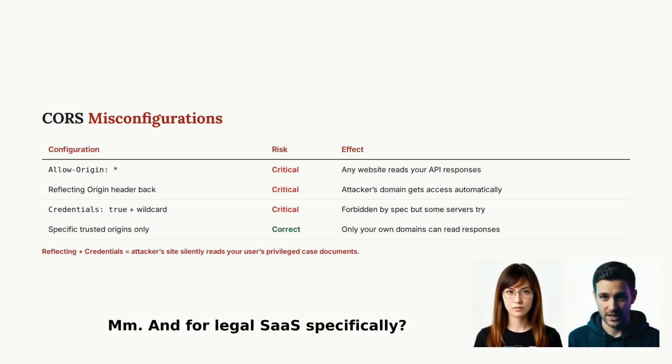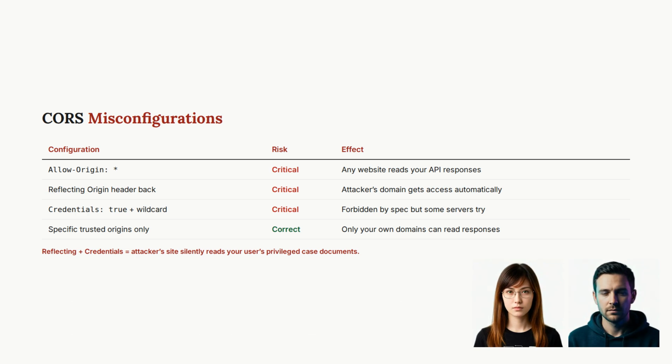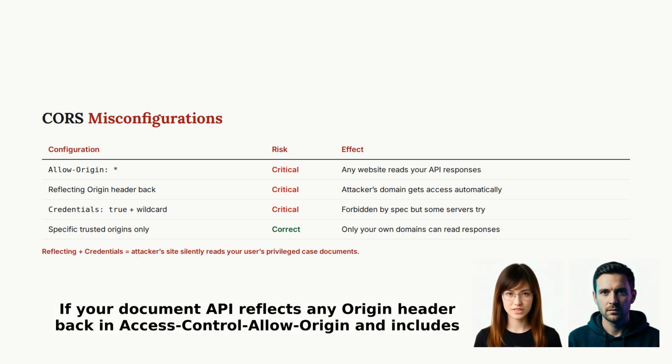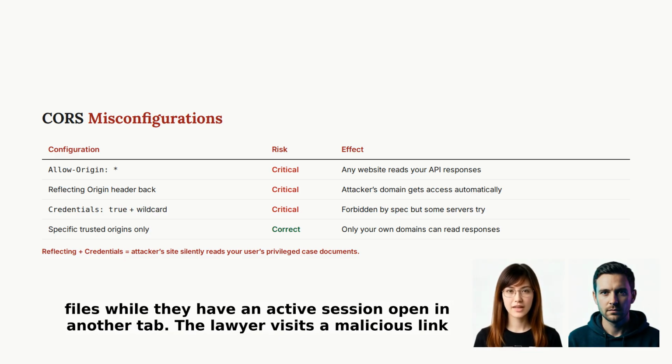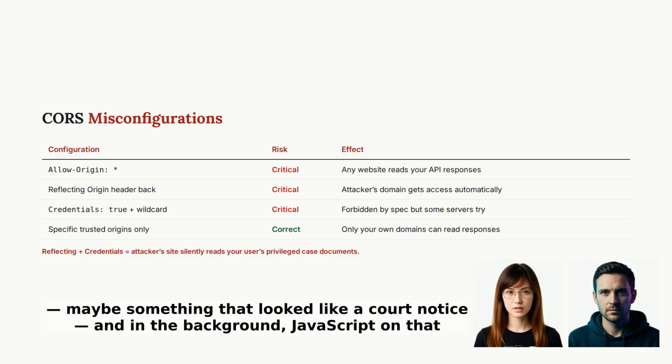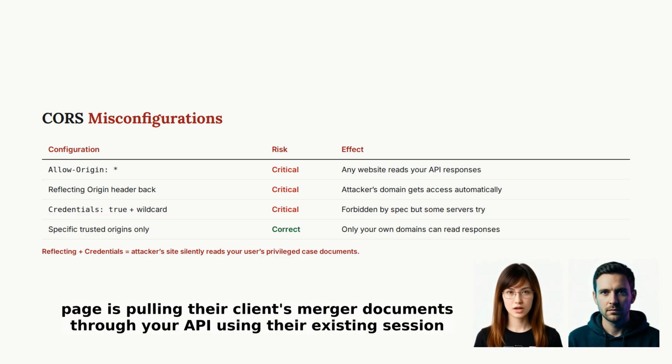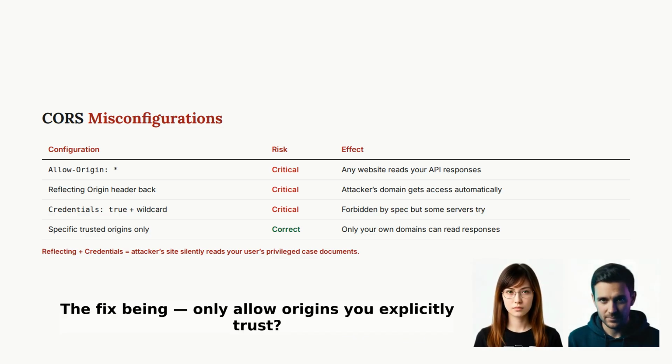And for legal SaaS specifically. If your document API reflects any origin header back in Access-Control-Allow-Origin and includes Allow-Credentials: true, an attacker's website can silently read your user's privileged case files while they have an active session open in another tab. The lawyer visits a malicious link, maybe something that looked like a court notice. And in the background, JavaScript on that page is pulling their client's merger documents through your API using their existing session cookie. The fix being, only allow origins you explicitly trust.